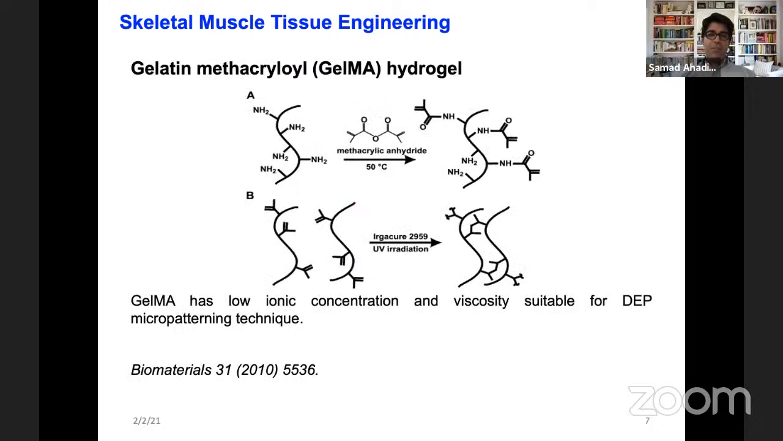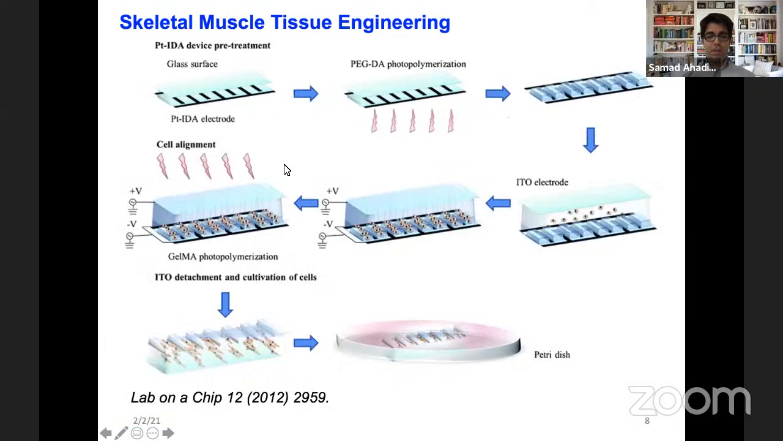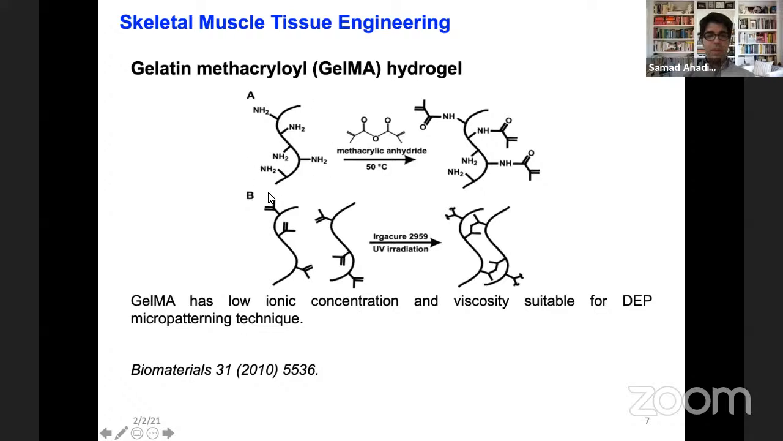As a scaffold material for muscle tissue engineering, we mostly use gelatin methacryloyl, or GelMA, hydrogels. GelMA hydrogel is a natural-based hydrogel. It derives from natural gelatin. Natural gelatin has some amino groups.